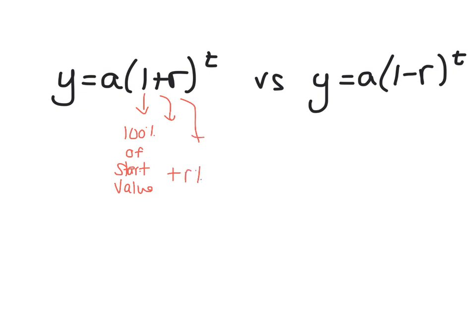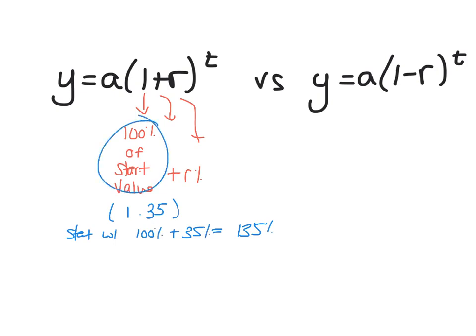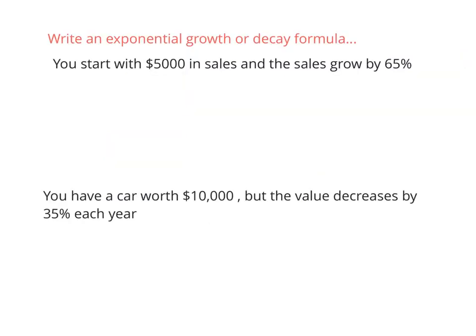So again, that 1 is represented. We're always starting with 100%. So like if my constant multiplier we saw before was 1.35, I started with 100%, and then I must have added the 35% to get 135%. So the 1 is representing 100% of your starting value. Same thing over here. That 1, as a percentage, is 100% of the starting value. And then here we're going to subtract whatever percentage that was. So that's why I see the 1, the plus would tell us we're increasing, the minus would tell us we're decreasing. So here we need to write an exponential growth or decay formula.